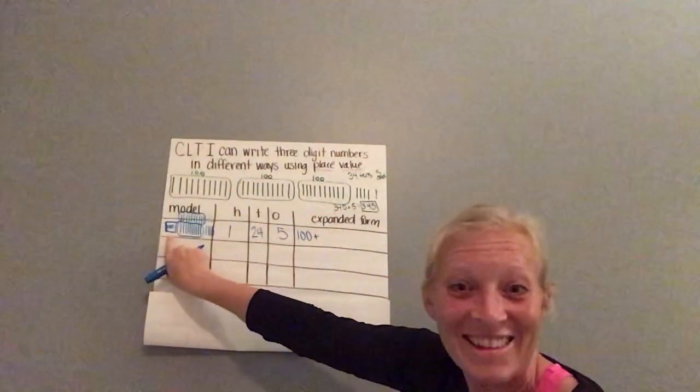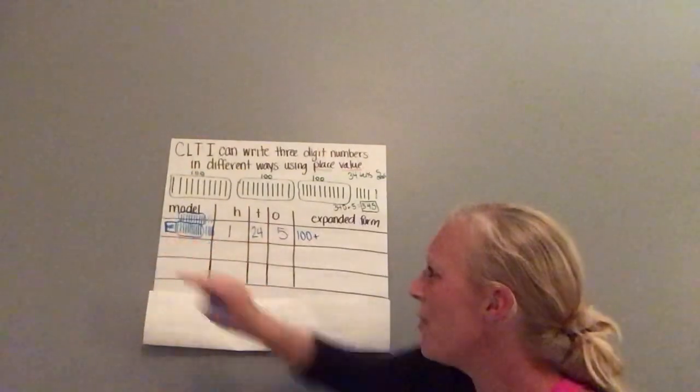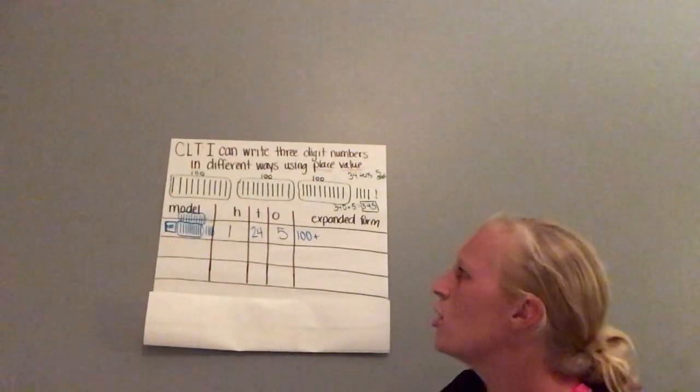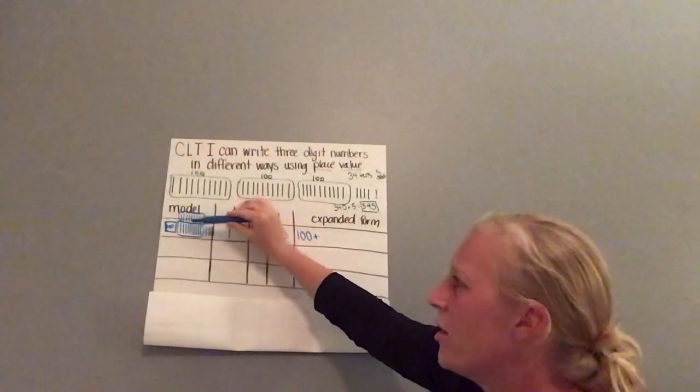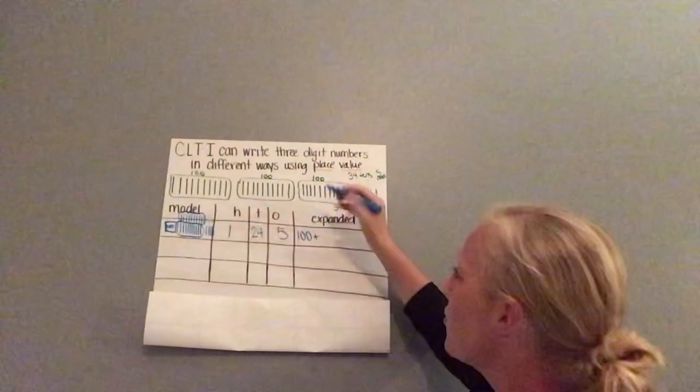100, right? There's that 100 right there. How much do you have in your tens? 240. How do you know you have 240? There's 100, there's 100, and there's your 40. Okay.